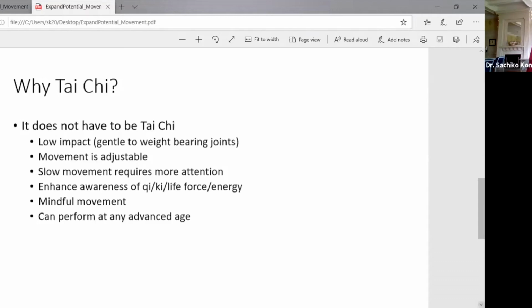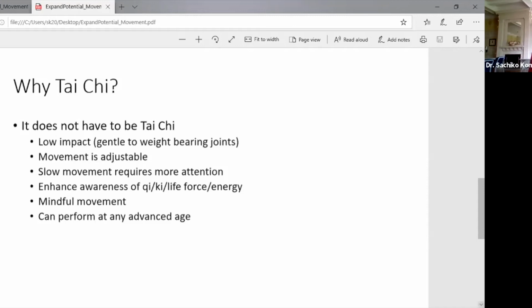So by doing slow movement, you need to be more aware. You need to pay attention to what you are doing. It enhances your awareness of qi in Chinese, ki in Japanese. It's a description of life force or energy that permeates our body and moves and animates ourselves. And through Tai Chi movement or Qigong, you may hear that you become more aware of energy within and outside of your body. As Dr. Burns mentioned about mindful breath exercise, Tai Chi can be a mindful and meditative movement.